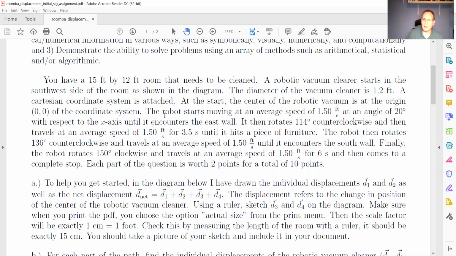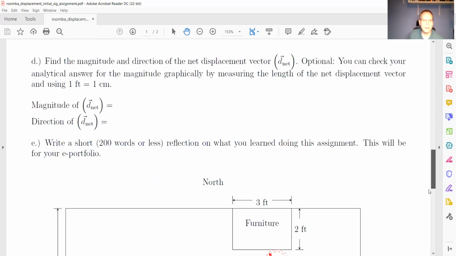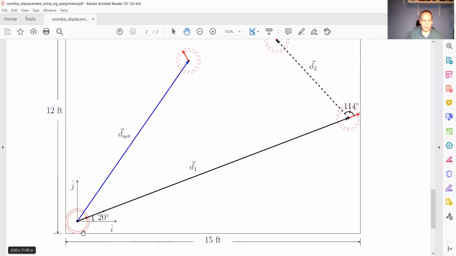Basically, the robot starts moving at an average speed of 1.5 feet per second at an angle of 20 degrees with respect to the x-axis until it encounters the east wall. Let me show you that on the diagram. It rotates positive 20 degrees from the positive x-axis, and it's going to move in this direction at that speed, 1.5 feet per second, until the edge of the vacuum hits the wall, which means the center of the vacuum will be one radius, 0.6 feet, away from the wall.